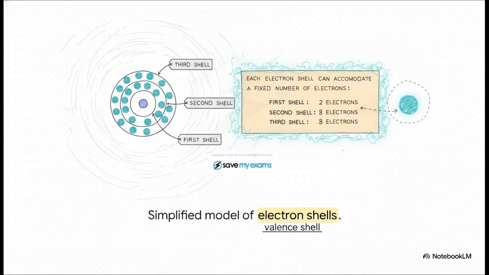The very outermost shell that actually contains electrons. That's called the valence shell. Keep that word valence in your back pocket. It's going to become a real game changer in a minute.